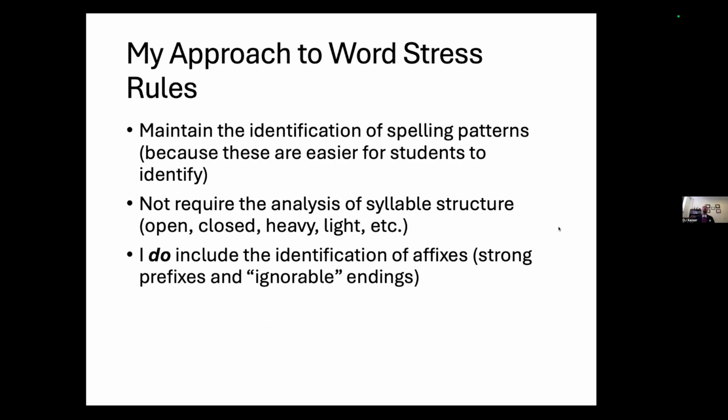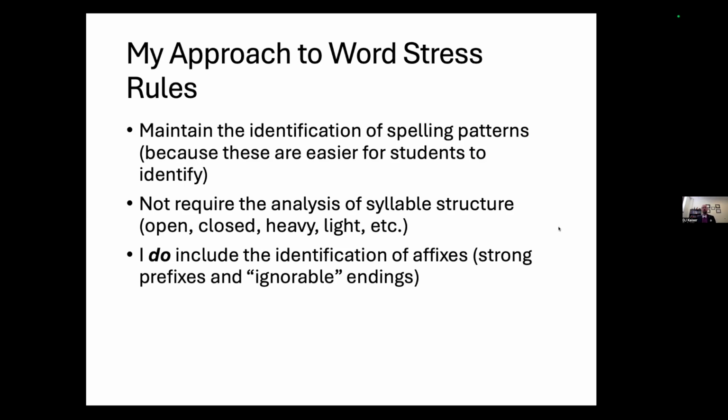But I didn't want to require the analysis of syllable structure. A lot of the research on word stress for English will also look at heavy and light syllables, whether a syllable is open or closed. So you have to do this analysis in order to determine word stress using some of these rules. I made a conscious decision to not go this direction with my materials.